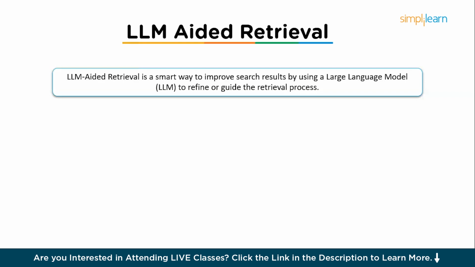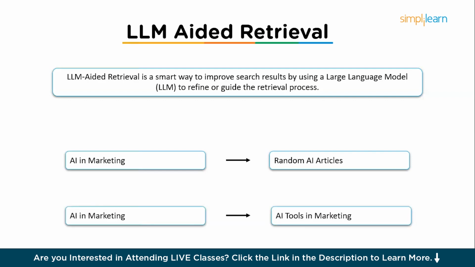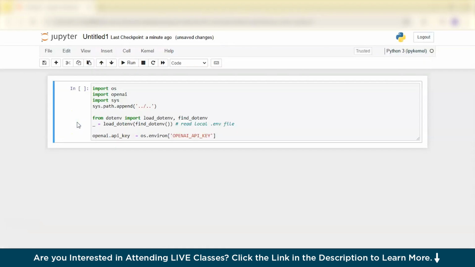For example, without LLM-aided retrieval, a search for AI in marketing may retrieve random AI articles. With LLM-aided retrieval, the LLM understands the intent and retrieves the specific articles on AI tools for marketing. So let's now move on and see the demo. Let's see all the techniques in action.